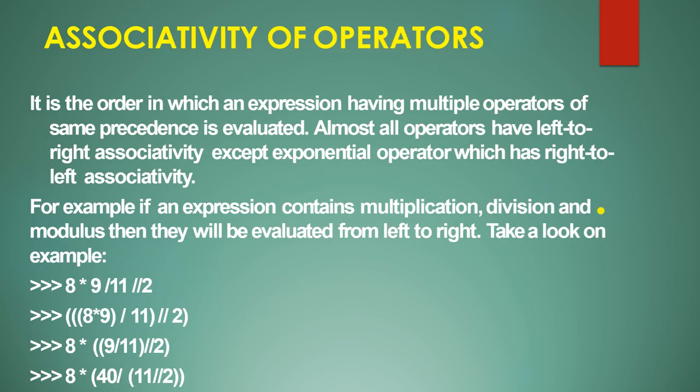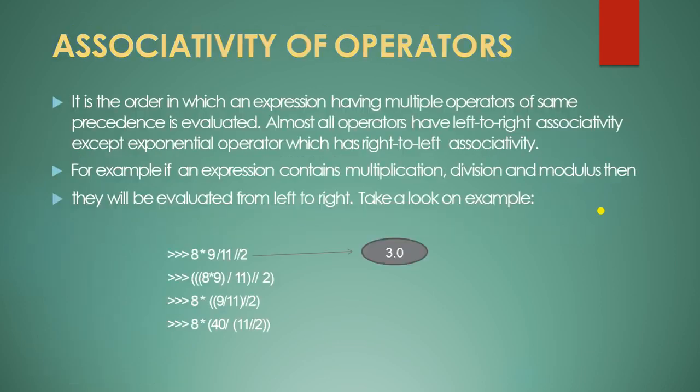Okay, so 8 multiplied by 9, then divide by 11, floor division 2. Okay, so this 8 is multiplied with this. First of all we have to apply this associativity rule. So it says from left to right. Okay, so this 9 is divided by 11. Okay, then again bracket, then floor division 2, then it will calculate the result and then show the output.